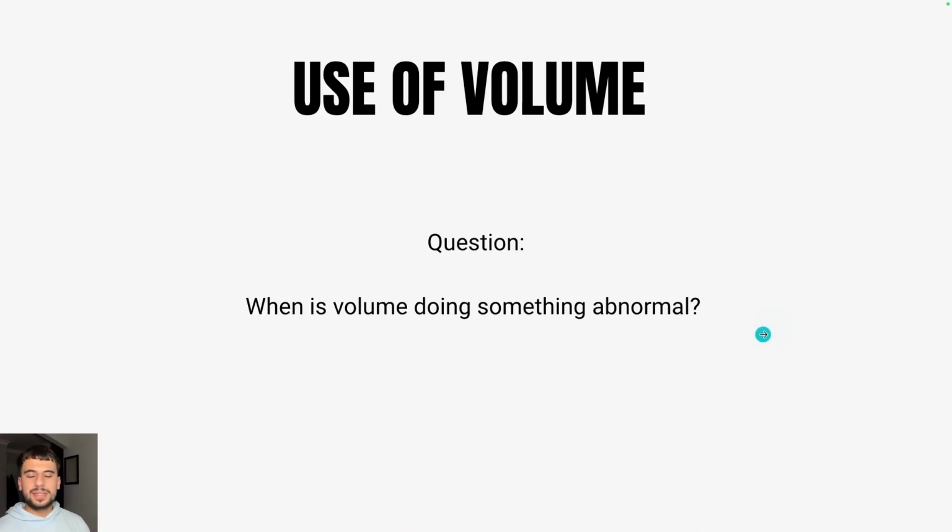So, what is the use of volume? Well, it all starts with this question. When is volume doing something abnormal? That's where you get the most bang for your buck when using this indicator.